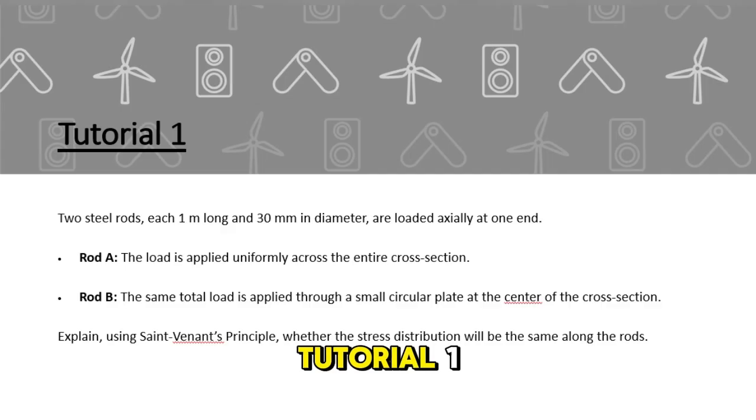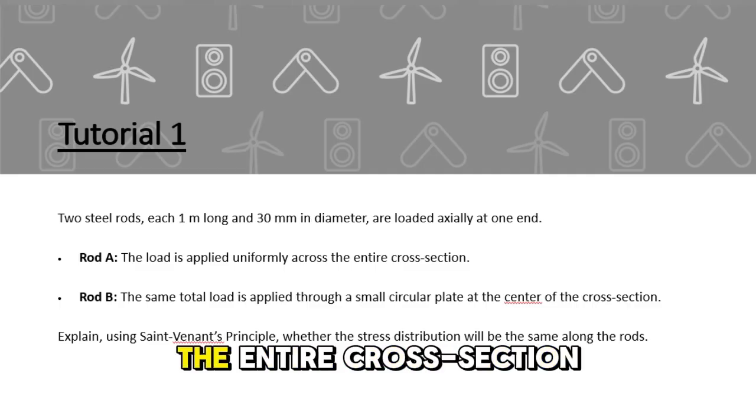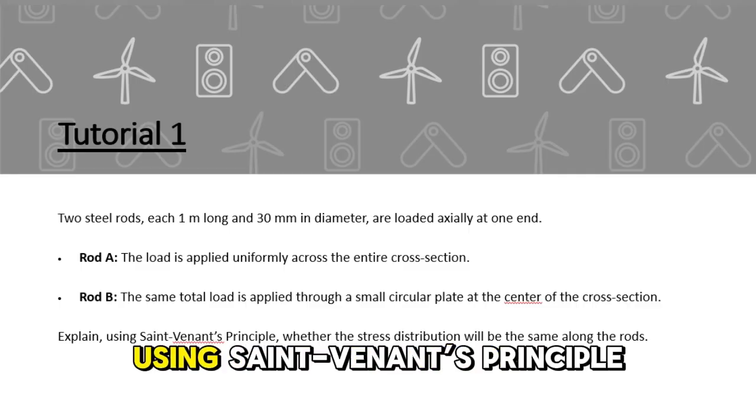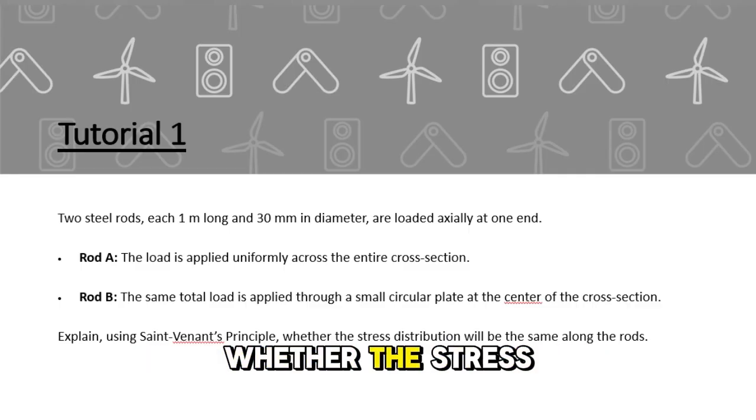As for example, Tutorial 1. Two steel rods, each 1 meter long and 30 millimeters in diameter, are loaded axially at one end. Rod A, the load is applied uniformly across the entire cross-section. Rod B, the same total load is applied through a small circular plate at the center of the cross-section. Explain, using St. Venant's principle, whether the stress distribution will be the same along the rods.